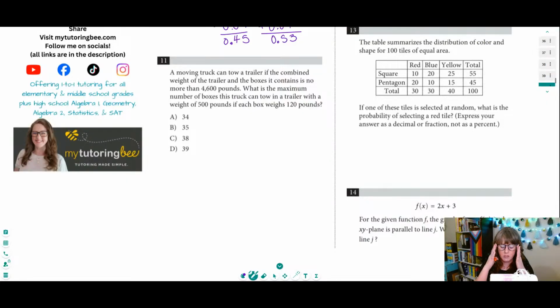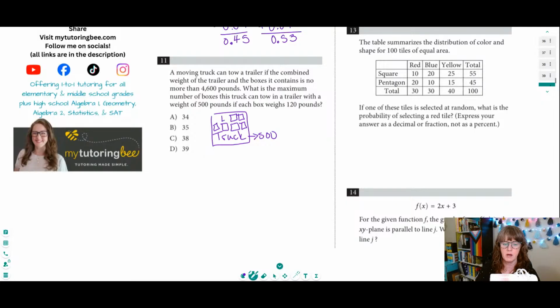Okay, so we've got the truck that weighs 500 pounds. And then we're going to pack in boxes inside that truck, right? So here's the truck, and we're going to pack in boxes inside of here.